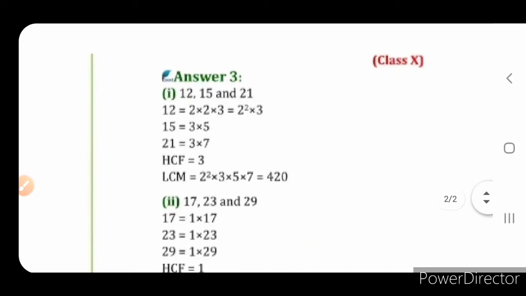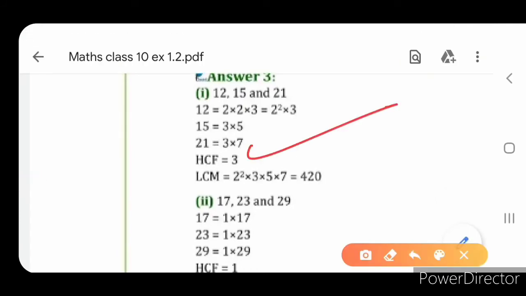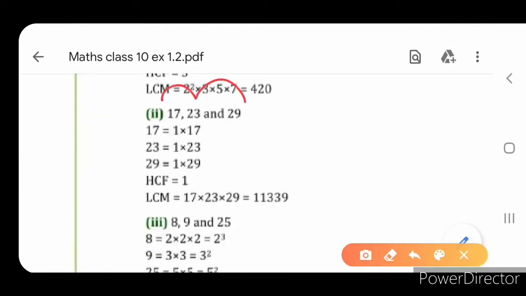And now SCF, we have to take the common base and minimum power. So your common base is what? 3, 3 and 3, and the minimum power of 3 is 1. So SCF will be 3. Okay. Similarly here 17, 23, 29. Here by prime factorization, the common factor is 1. So SCF will be 1.